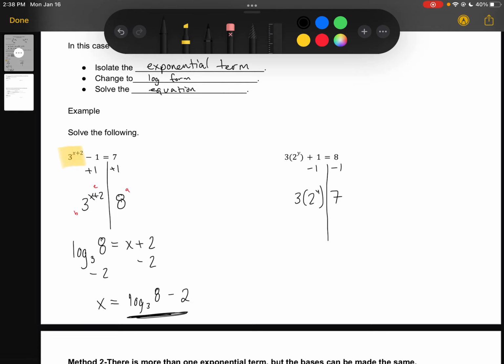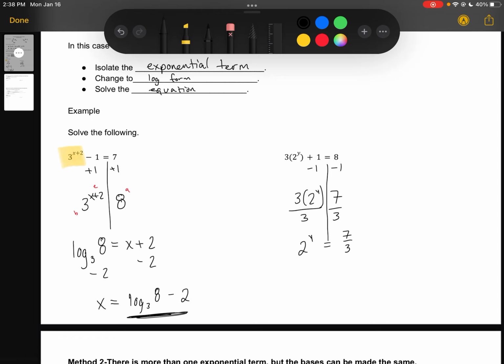And then this is the tricky one because we have 3 in front. 3 is a constant. That's 3 times 2 to the y power. We still have to move the 3 over. So anything that we can move over, we must. So because of that, we do have to divide both sides by 3. So 2 to the y power is equal to 7 over 3.